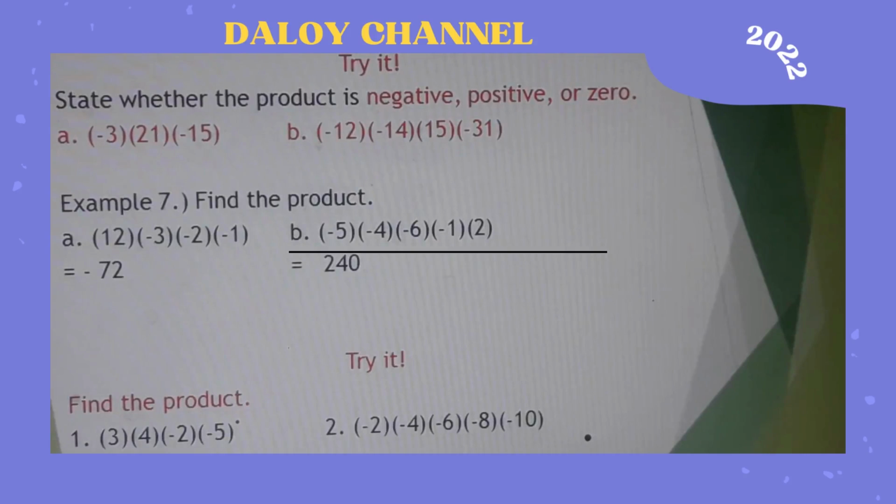For letter B, so we have even negative factors involved, so it's obviously a positive value. So to find its product, 5 times 4 times 6 times 1 times 2, the answer is positive 240. Again, perform the try it activity provided.